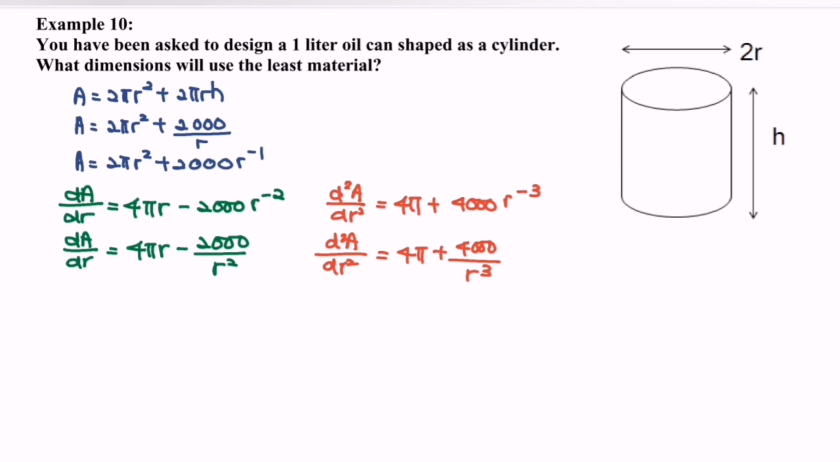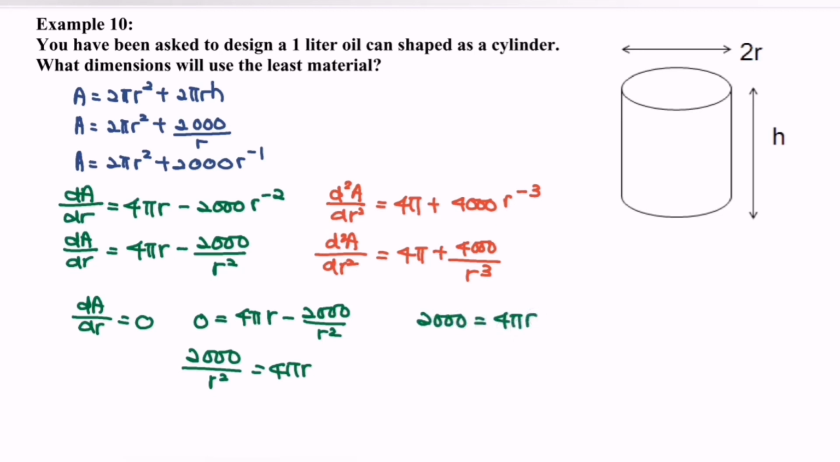Next, find the critical value of the problem. dA/dr equals 0. Kindly substitute, so 0 equals 4 pi r minus 2000 over r squared. Rearrange it. We have 2000 over r squared equals 4 pi r. So we will have 2000 equals 4 pi r cubed. Rearrange it. r equals 2000 over 4 pi. We have a cube root. So finally, r equals cube root of 500 over pi. So that is the critical value of the problem.